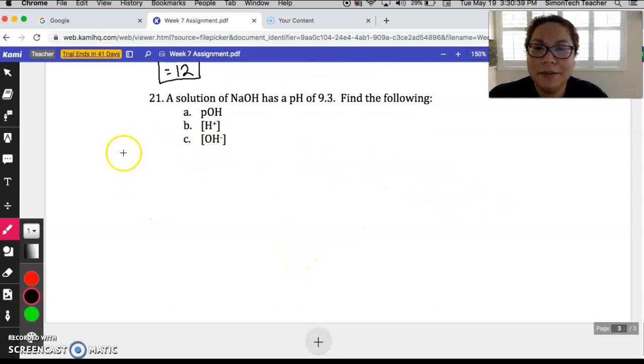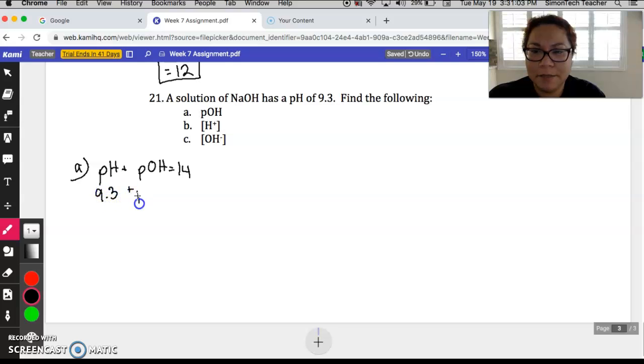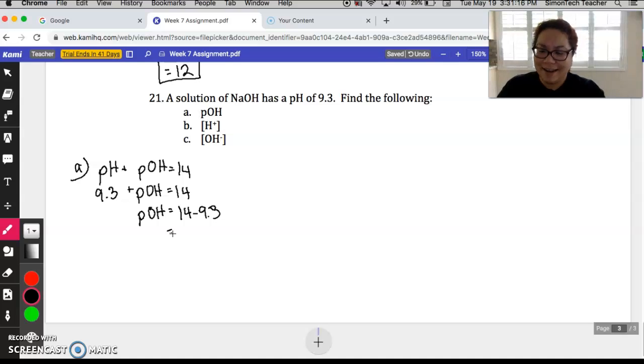21. Okay, so it's going to be the same thing as number 20. For A, we are going to use that equation again, pH plus pOH equals 14. And the pH is given to you, 9.3 plus pOH equals 14. Your pOH will then be equal to 14 minus 9.3. And then you put that into your calculator. 14 minus 9.3, 4.7. That is your pOH, 4.7.